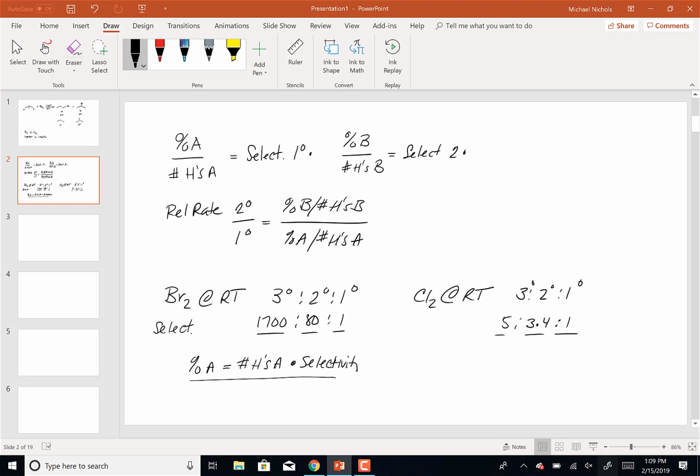So number one, we should note that there are different selectivities whether you use bromine or chlorine. Where is a bromine likely to substitute in bromination? Which hydrogen is it likely to substitute for in bromination? Tertiary, because the tertiary radical forms 1700 times faster.